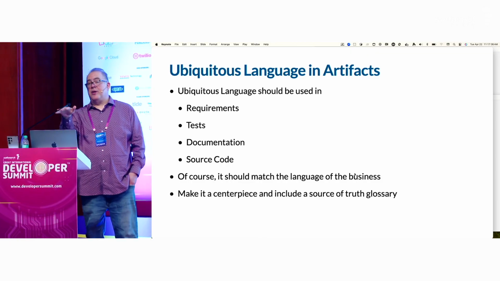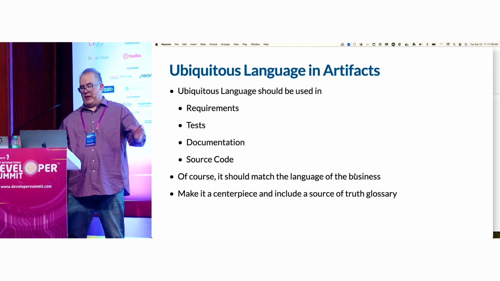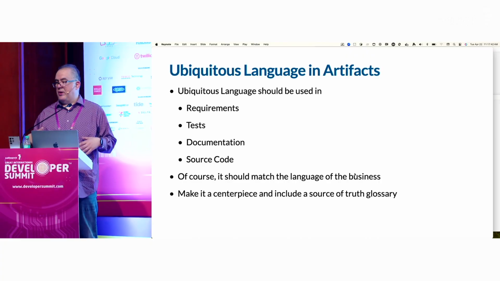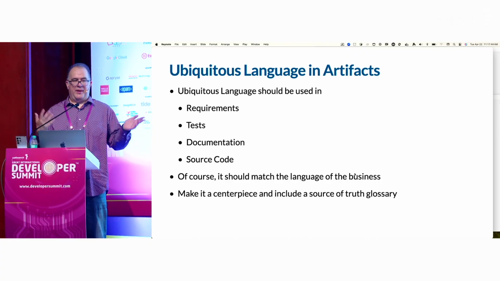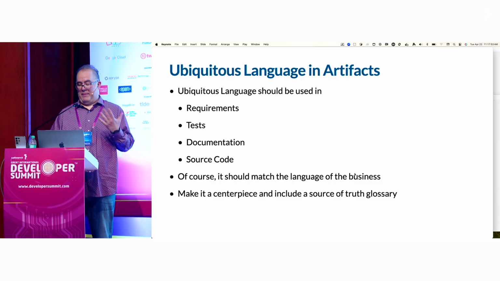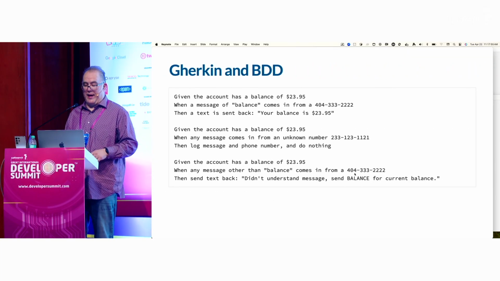Find the terms that they're using and use that in everything. So documents, tests, requirements, source code. Don't go with your own terms. Oh, I think they should call it this, right? I'm totally guilty of that. But use their terms, make it the centerpiece, and make it a source of truth. Make sure you have a glossary for that.